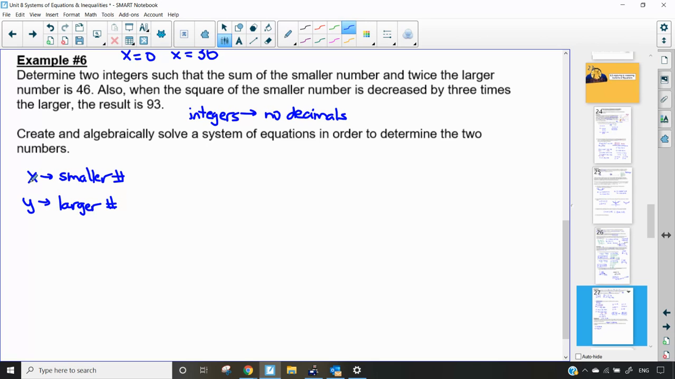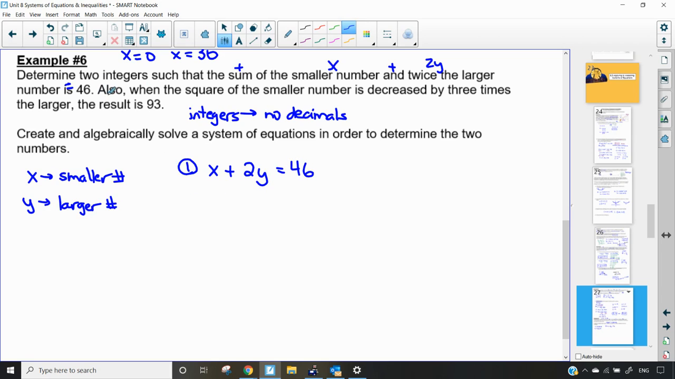You can use a and b, or you could use s and l if that would help. Now I'm going to go back to the problem and see if I can use the sentence to build my equation. So the sum of the smaller number and twice the larger number. Well, the smaller number is x. We're talking about sum. Sum means add. So x plus twice the larger is 2y, so equals 46. So my first equation is going to be x plus 2y equals 46.